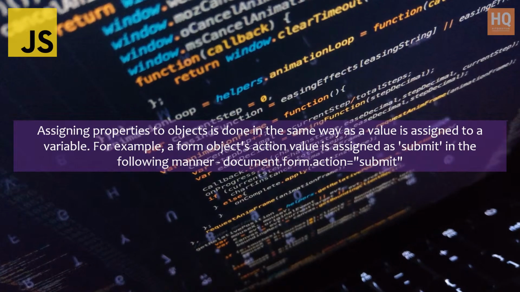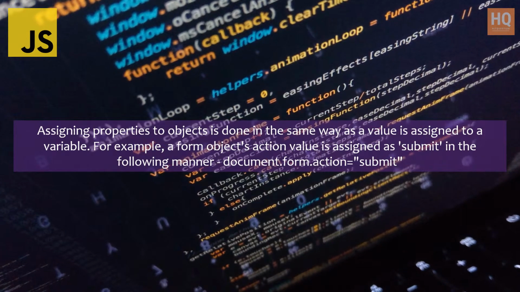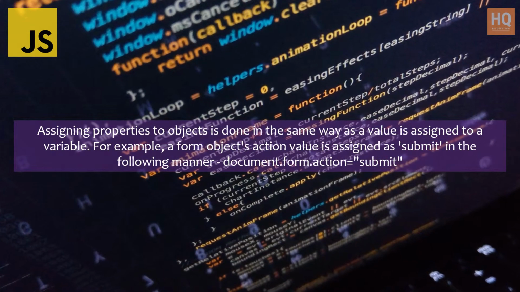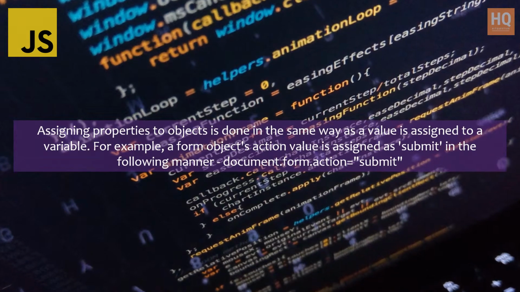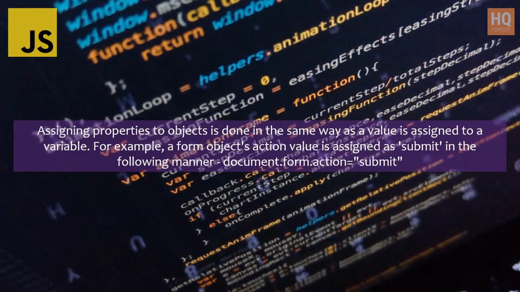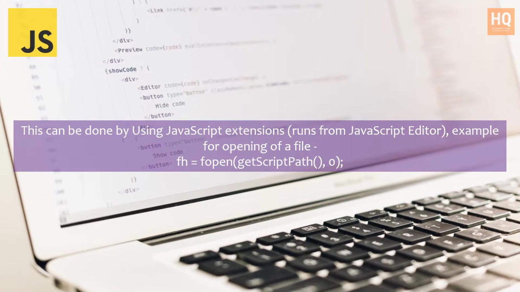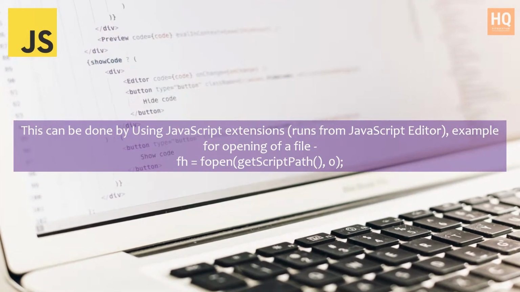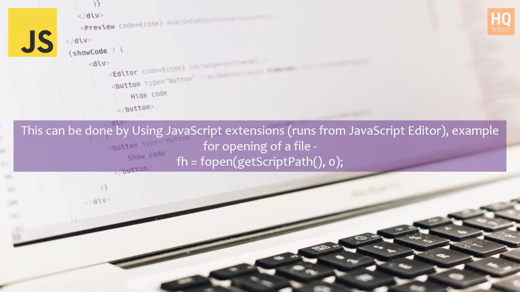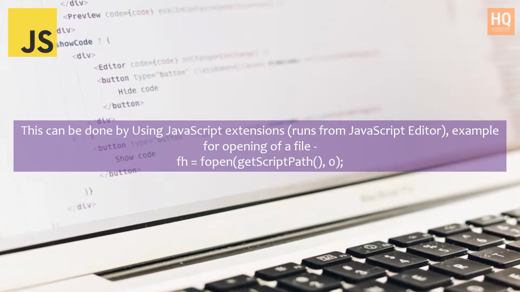Assigning properties to objects is done in the same way as a value is assigned to a variable. For example, a form object's action value is assigned as submit in the following manner. What is the method for reading and writing a file in JavaScript? This can be done by using JavaScript extensions, which run from the JavaScript editor. An example for opening a file is shown here.